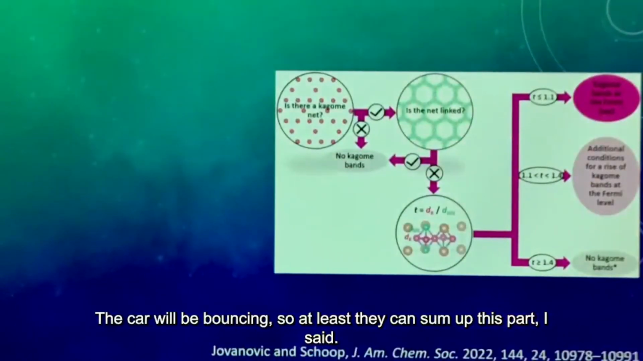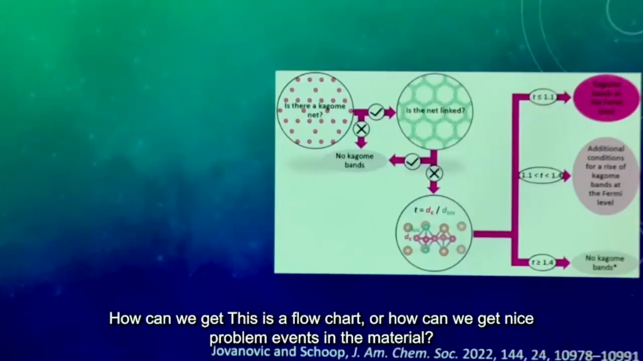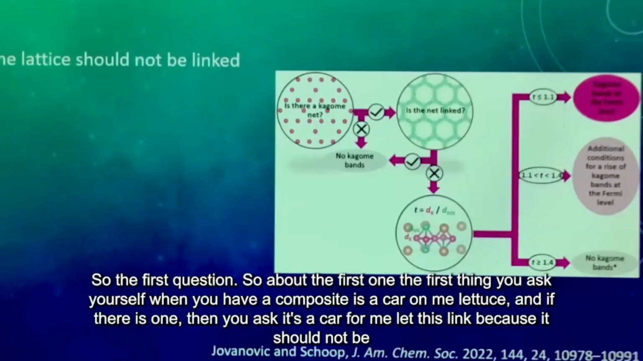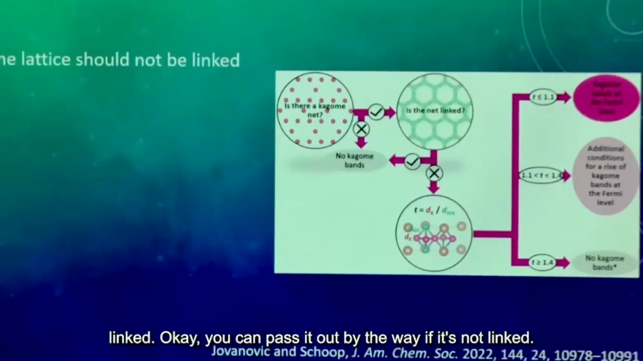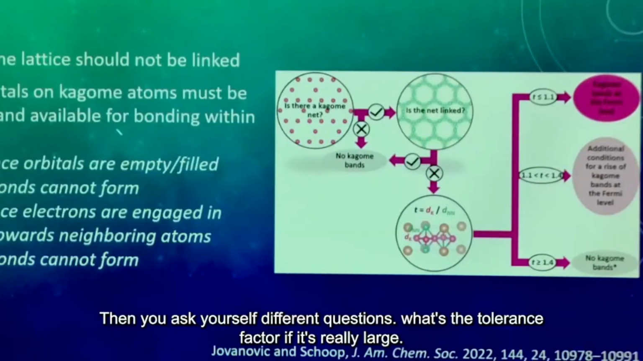So with this, we can sum up this part and say, how can we get, this is a flow chart, of how can we get nice Kagome bands in the material? So the first thing you ask yourself when you have a compound is, is there a Kagome lattice? And if there is one, then you ask, is the Kagome lattice linked? Because it should not be linked. Okay, you can toss it out right away. If it's not linked, then you ask yourself different questions.